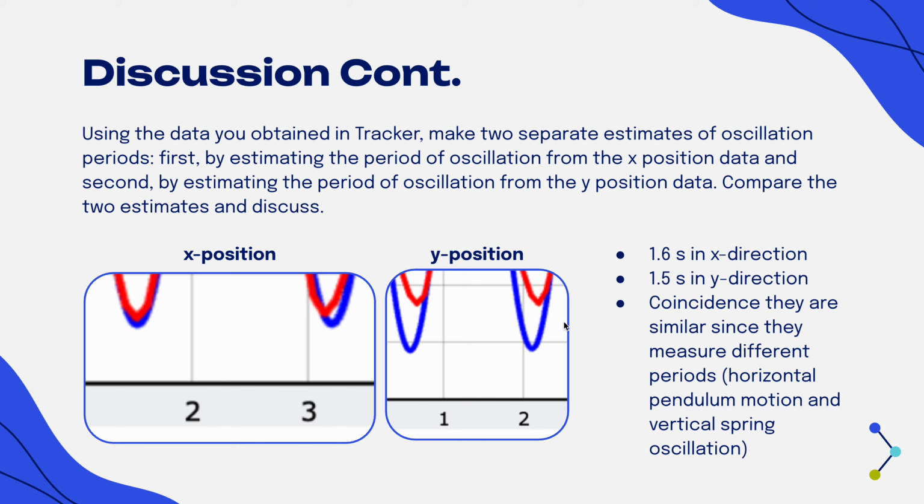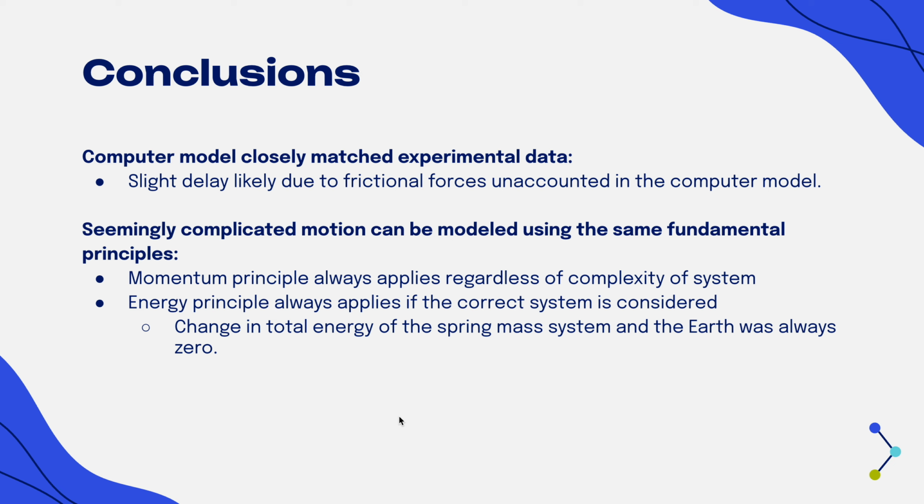So in conclusion, the computer model closely matched experimental data, except for a slight delay due to the frictional forces, and seemingly complicated motion can still be modeled using the same fundamental principles, showing that this physics always applies regardless of the complexity of the system. That is, the energy principle is always satisfied since the change in total energy was zero.